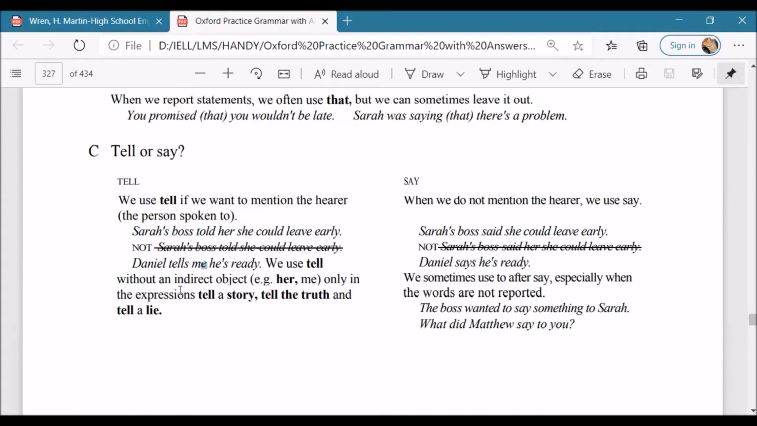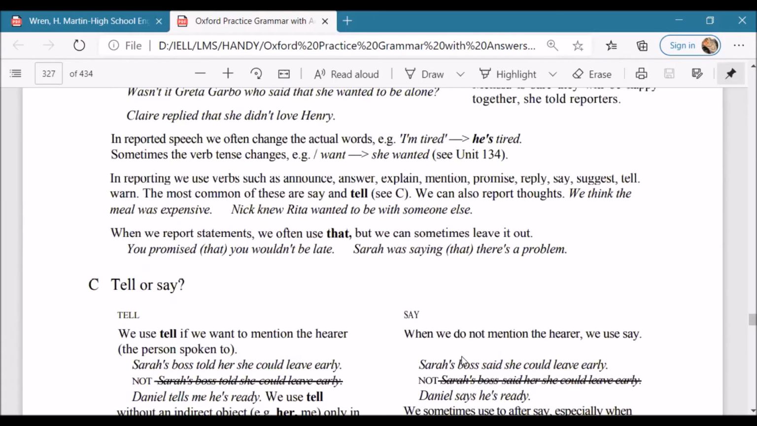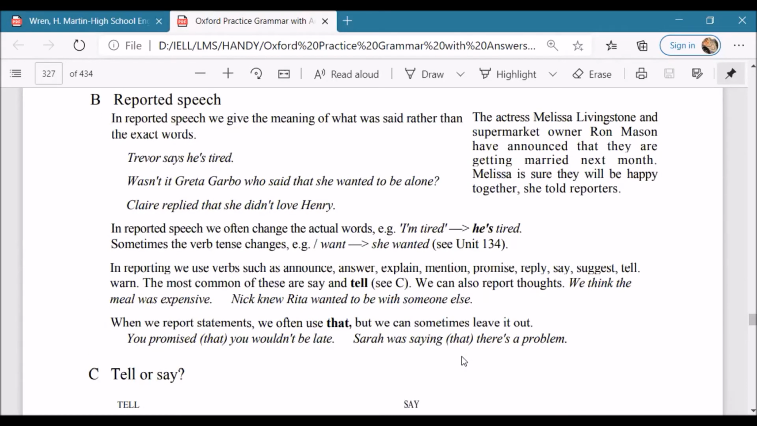We use tell without an indirect object, her, me, only in the expressions tell a story, tell the truth, and tell a lie. So when we do not have a hearer or recipient or an indirect object, we can use tell only when we are talking about expressions like tell a lie, tell a story, tell the truth. These are like cliche structures, expressions that are used. So only in that case we can use tell. Otherwise, in normal circumstances, when we do not have a hearer, we would use say. I hope the difference is clear between when you have to use tell and when you have to use say.